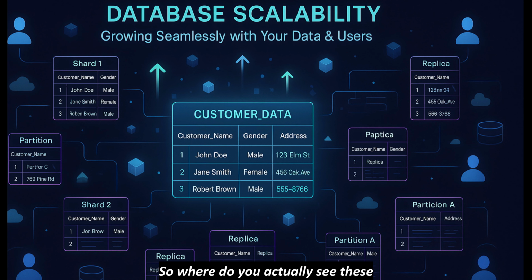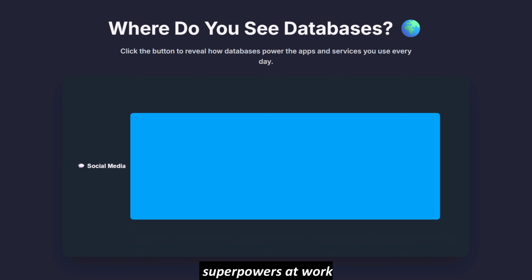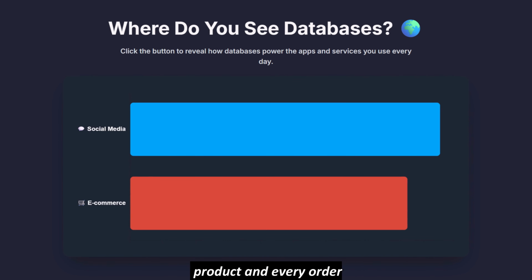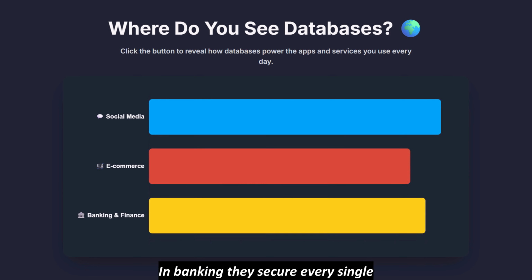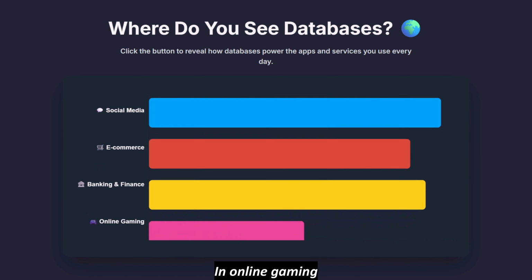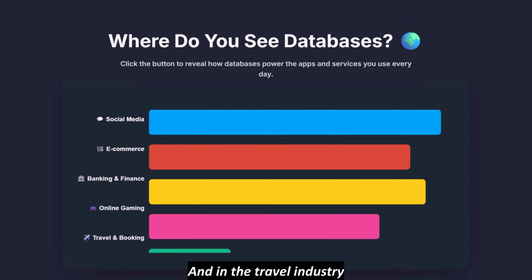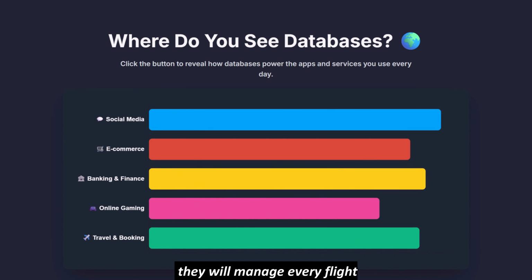So where do you actually see these superpowers at work? Well, on social media, they manage every single post, like and friend connection. In e-commerce, they track every product and every order. In banking, they secure every single transaction. In online gaming, they save your progress and inventory. And in the travel industry, they manage every flight and hotel booking in real time. They are the invisible backbone of our modern economy and entertainment, right? If you look at all these key areas, the database is playing a very crucial role.